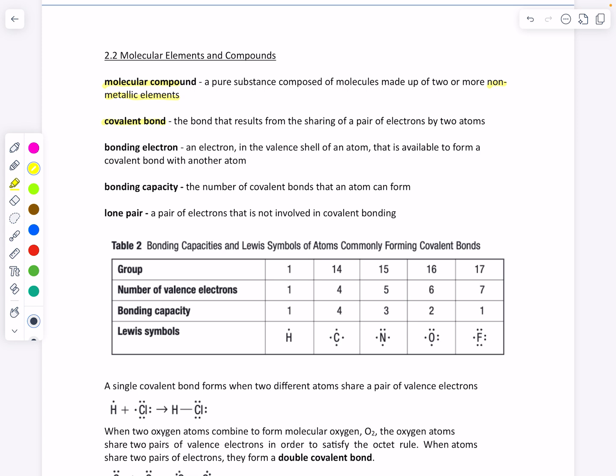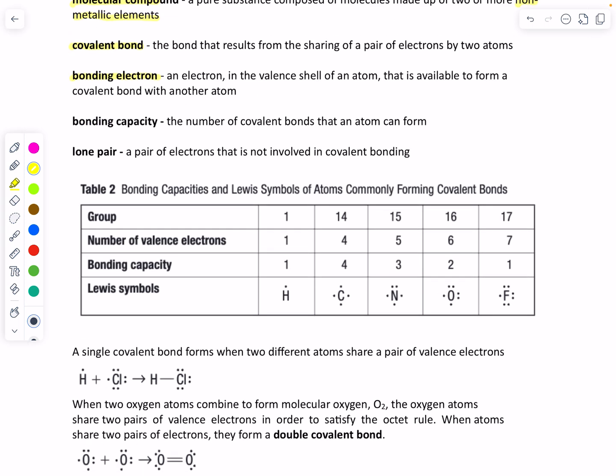Not all of the electrons on an element's outer shell are available for bonding. Only bonding electrons are those that can participate in a covalent bond. A bonding electron is an electron in the valence shell of an atom that is available to form a covalent bond with another atom. Let's take a look at hydrogen in this table.